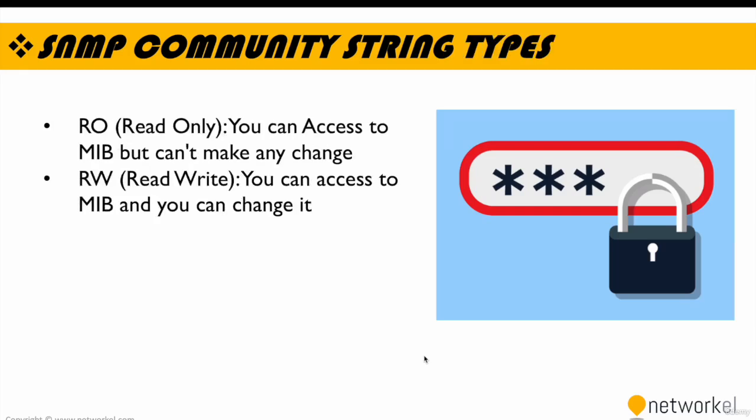SNMP community strings come in two types, read-only and read-write. Read-only allows SNMP managers to read information from the SNMP managed devices, but does not permit them to make any modifications. Read-write allows SNMP managers not only to retrieve information, but also to modify, write the configuration settings on SNMP managed devices.